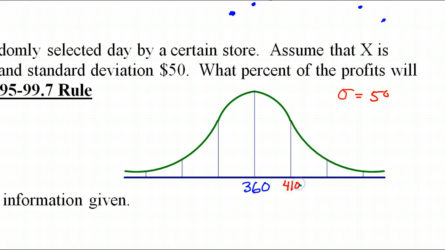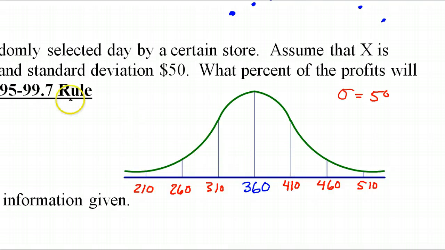$410, and this is going to be $460, and this is going to be $510. Okay, going in the opposite direction, I'm going to subtract 50 every time. So this is going to be 310, okay, and then 260 and 210.